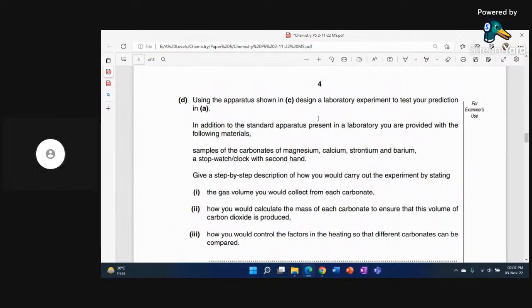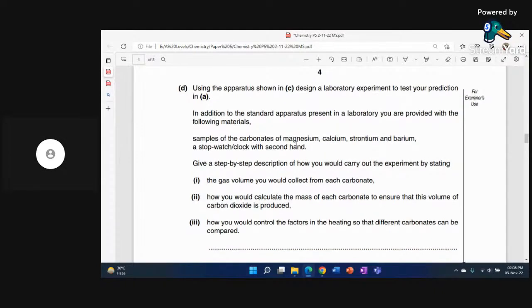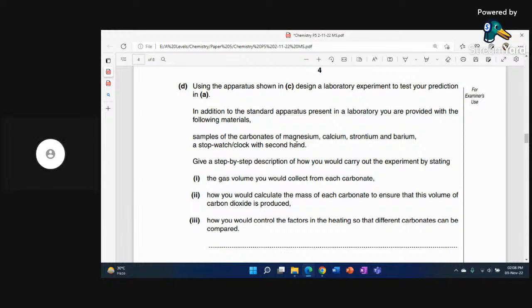Using the apparatus shown in C, design a laboratory experiment to test your prediction. In addition to the standard apparatus present in the laboratory, you are provided with the following materials: samples of the carbonates of magnesium, calcium, strontium, and barium, and a stopwatch clock with second hand. Give a step-by-step description of how you would carry out the experiment by stating the gas volume you would collect from each carbonate, and how you would calculate the mass of each carbonate to ensure that this volume of gas is collected.